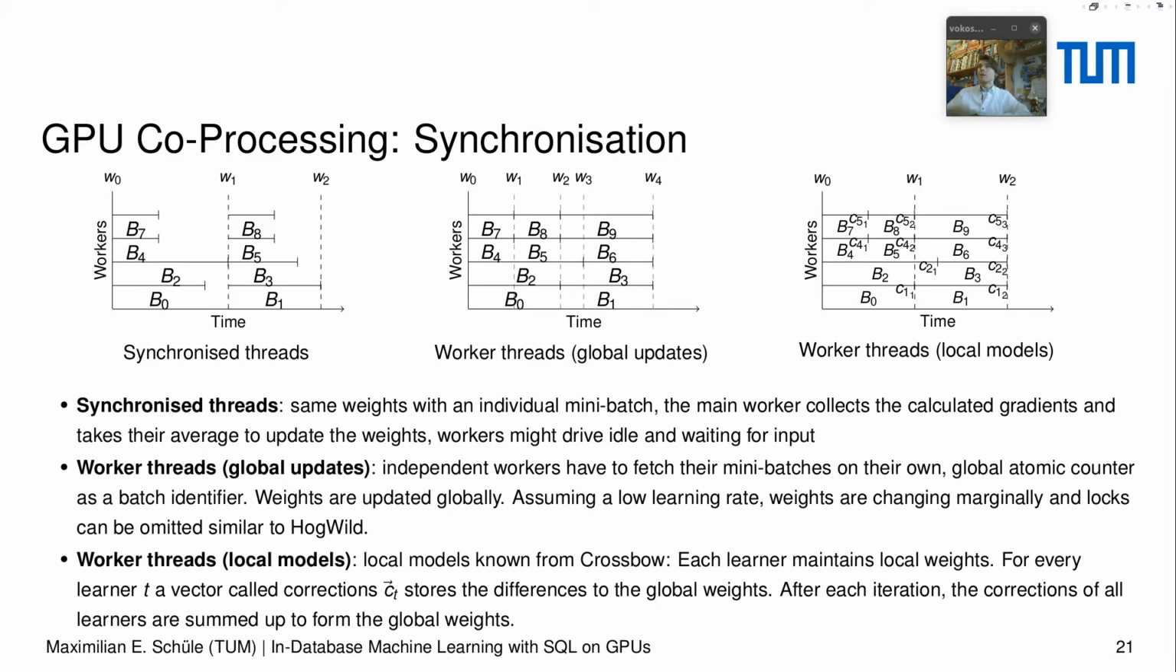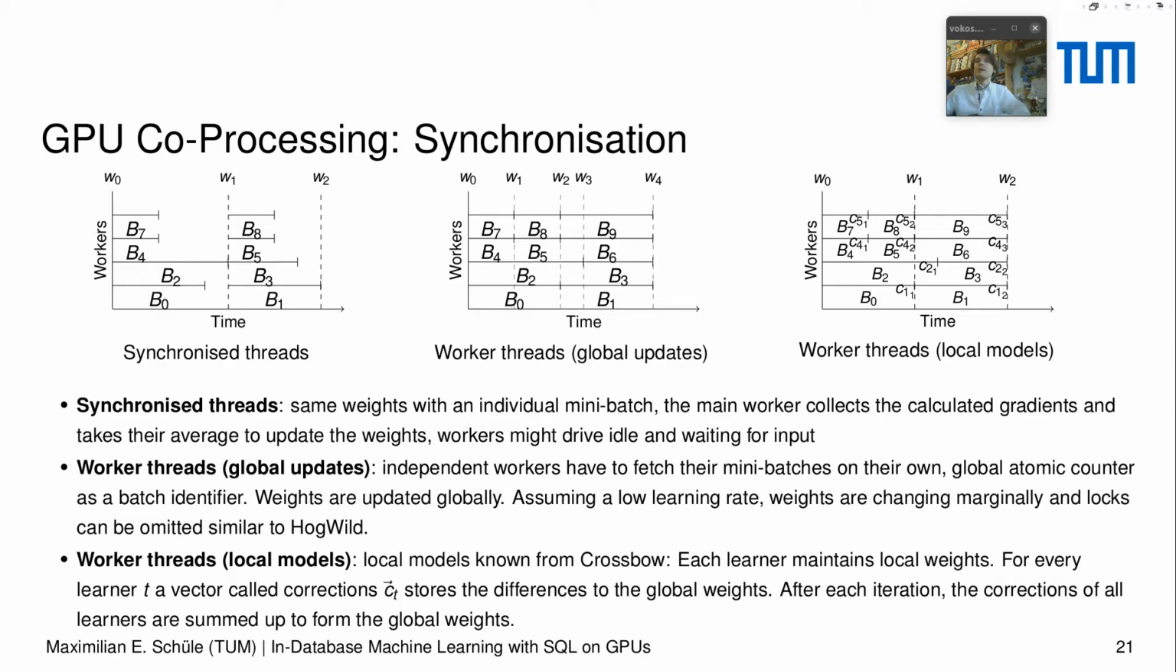So now we have independent learners. So this means we need to synchronize them. So there are three possibilities of synchronizing weights. The first is synchronized threads. We first let every learner compute its gradient, then it waits, and then we have to update global weights.